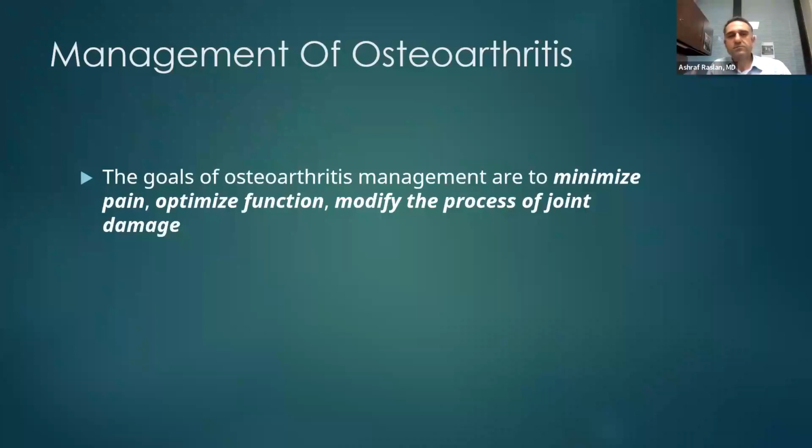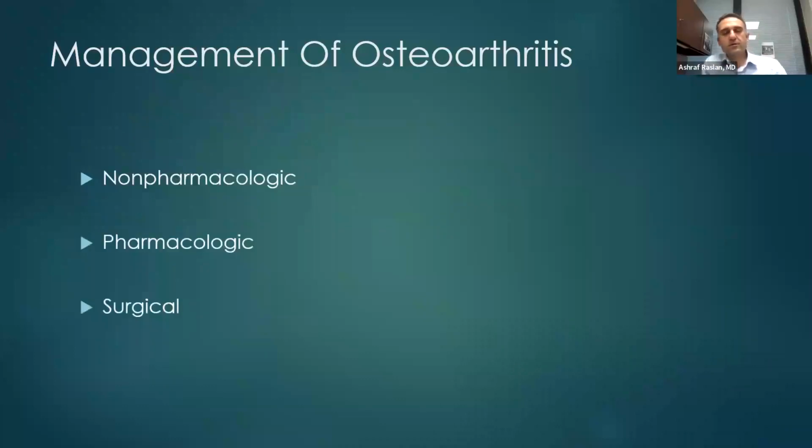So we're not there yet, and there is a lot of research about that, but unfortunately we don't have that yet. So now our goal is to minimize pain, optimize function, and try to modify the process of joint damage, and maybe stop it as much as possible. There are three things that we usually talk about in treatment: non-pharmacologic, so conservative measures and exercise; pharmacologic, using medications; and surgery, usually as a last option for treatment.